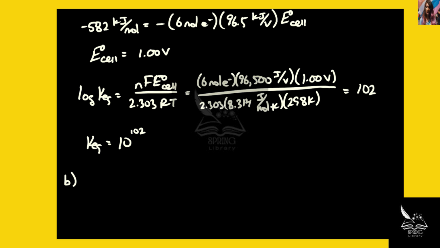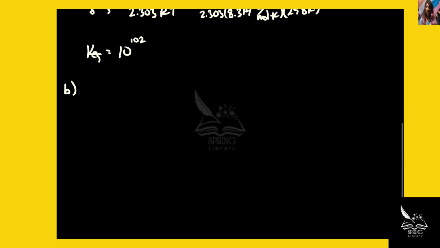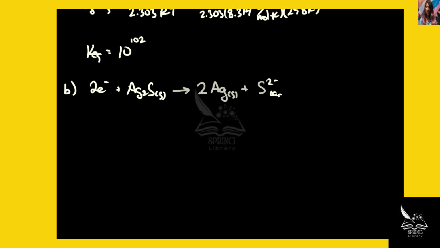For part B, we are asked to calculate the value of the standard reduction potential for the following reduction half reaction. So we have 2 e minus, add Ag2S, going to 2 Ag solid and S2 minus aqueous.